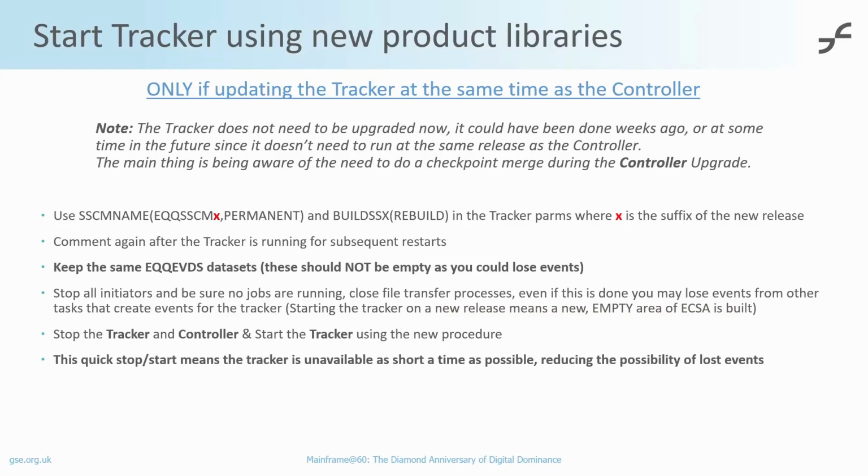The preferred method will be by doing the tracker upgrade in a separate window, doing an IPL. We will see how to do this in a separate section, but if you really want to upgrade your tracker at the same time as the controller, that's what you need to do. So you need to use those two parameters. So go to the tracker parameters and use SSCM name with those values.